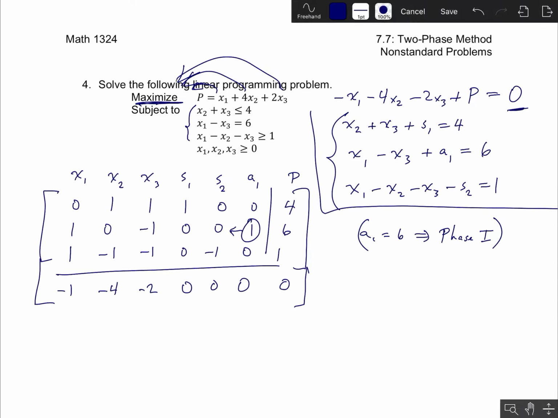So we're using phase 1 rules. That means that I'm looking to the left of the one that I want to fix, and I find the largest positive value. In this case, there's only one positive value over here. So that tells us our pivot column.